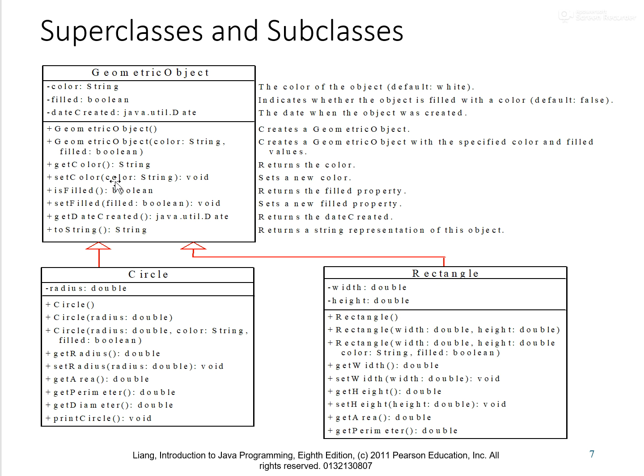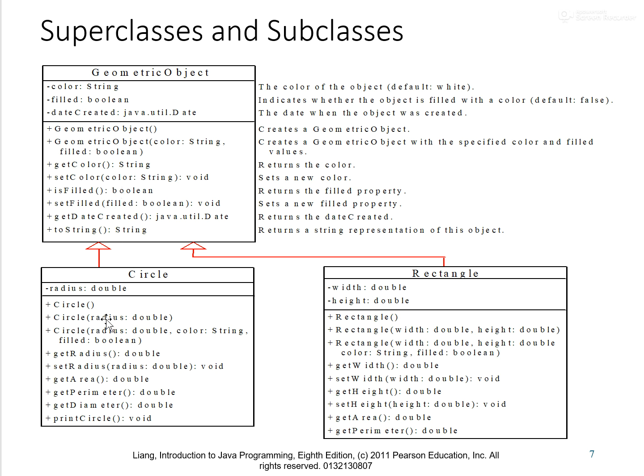Get color, set color, accessor methods to access the color string in the member variable. Is filled, set filled, accessor methods for the filled member variable. Get date created is an accessor method to get the date from up here. And as you can see, it returns a date object. And we also have a toString method, which returns a nicely formatted string that prints out all of this information. So you can see this is pretty standard.